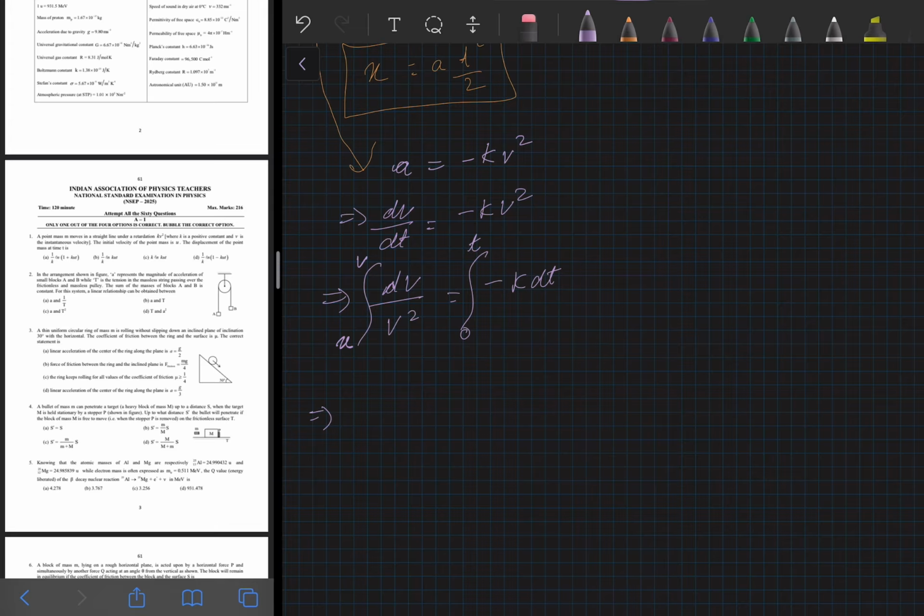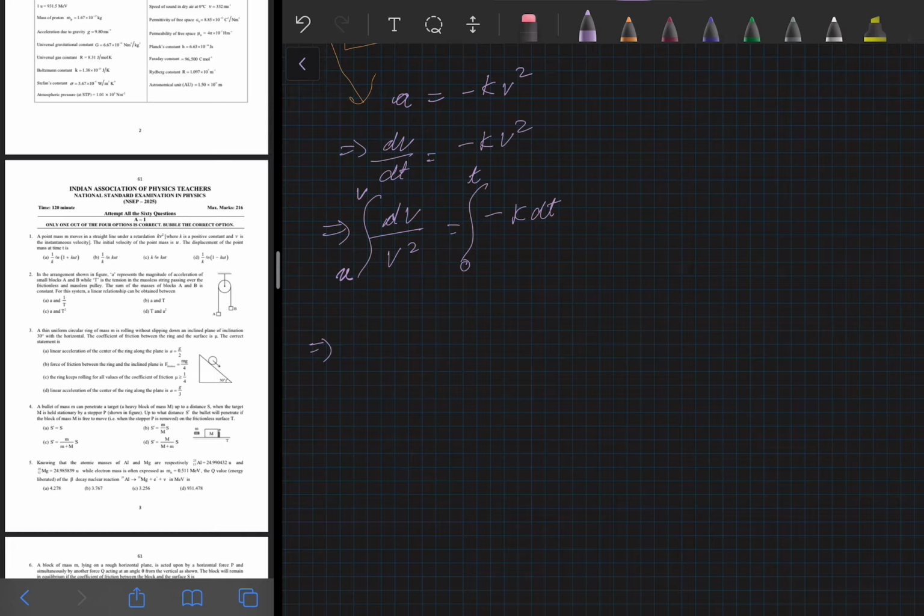Now let me start with the left hand side. The integrand dv by v square can be written as v to the power minus 2, and integration is very simple. The structure of any such integration is v to the power minus 2 plus 1, divided by minus 2 plus 1.